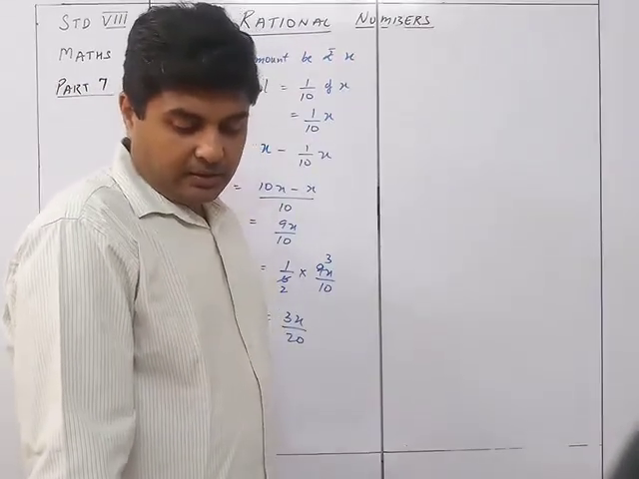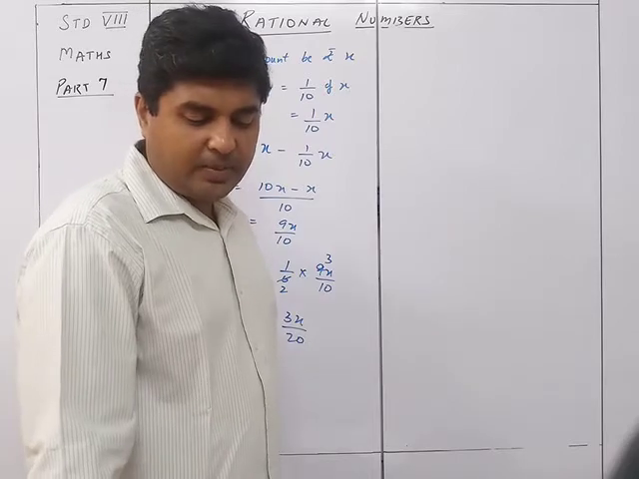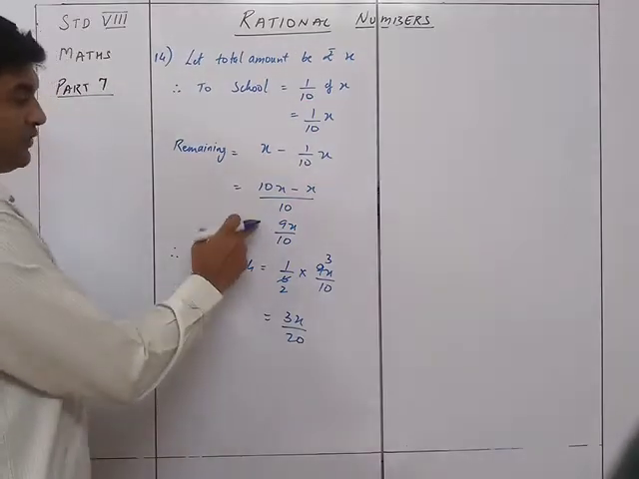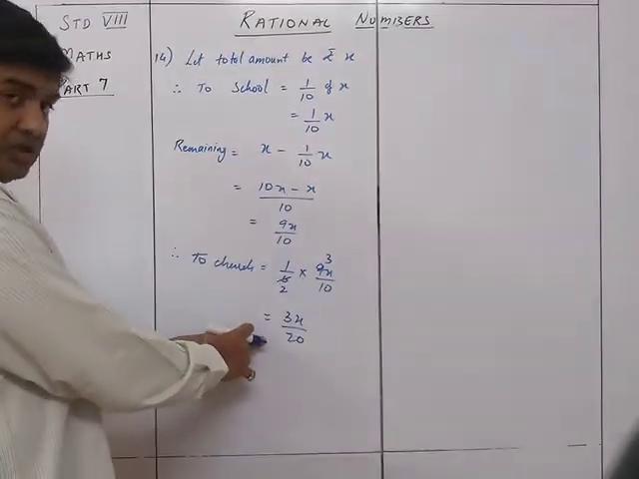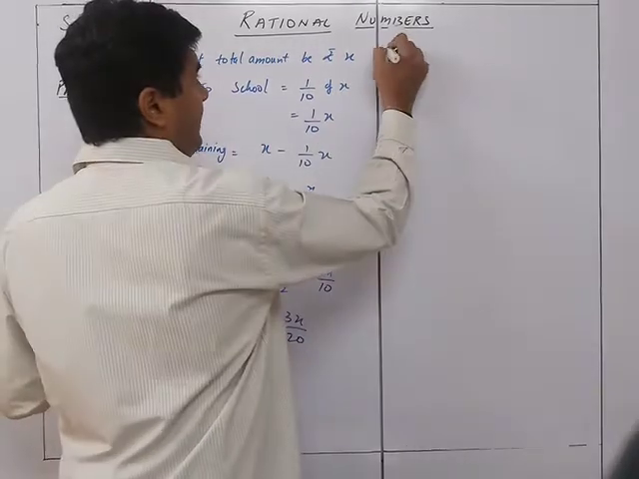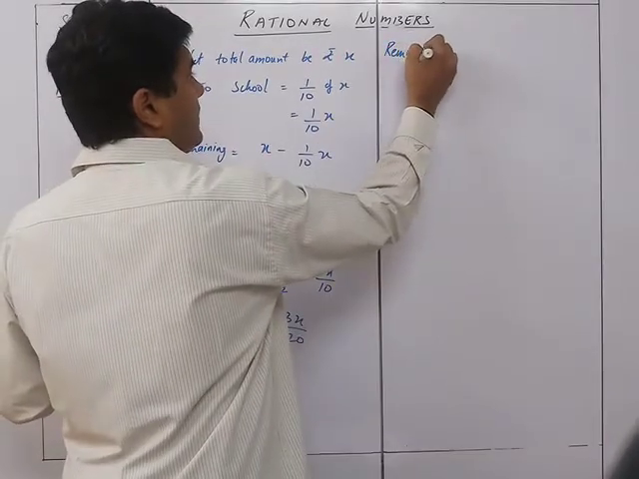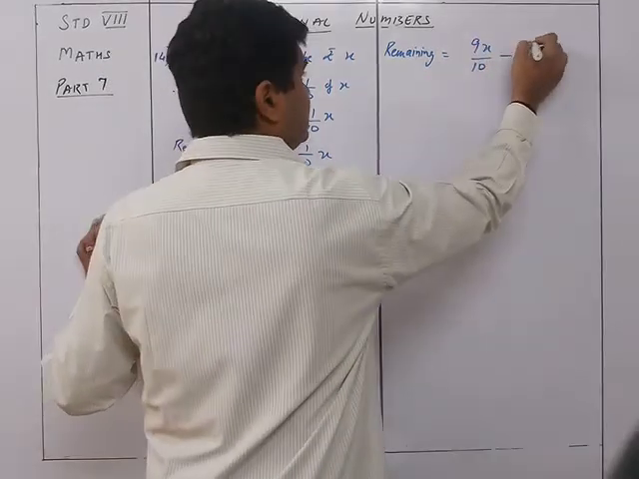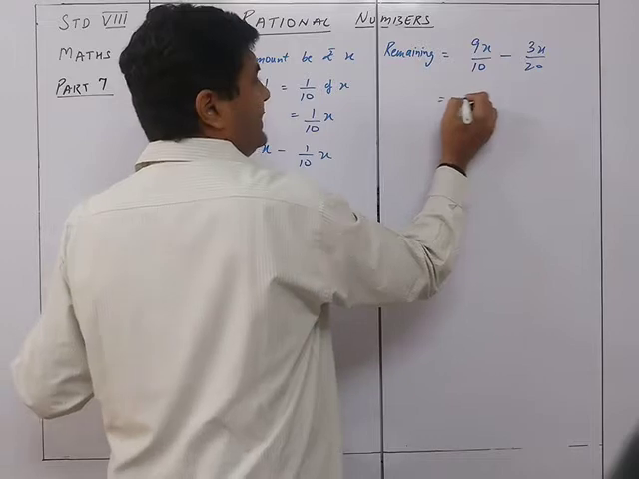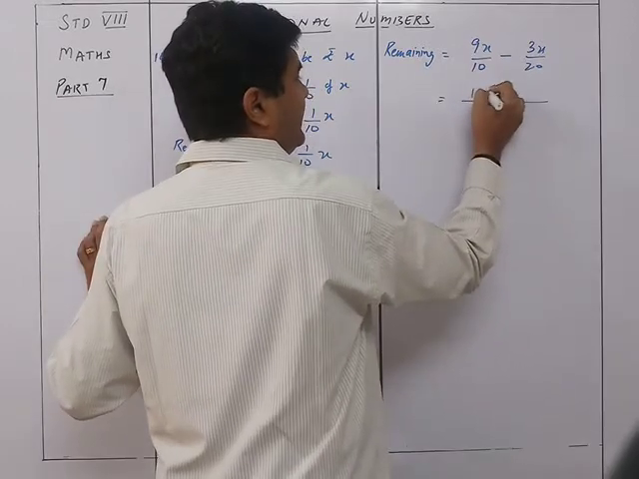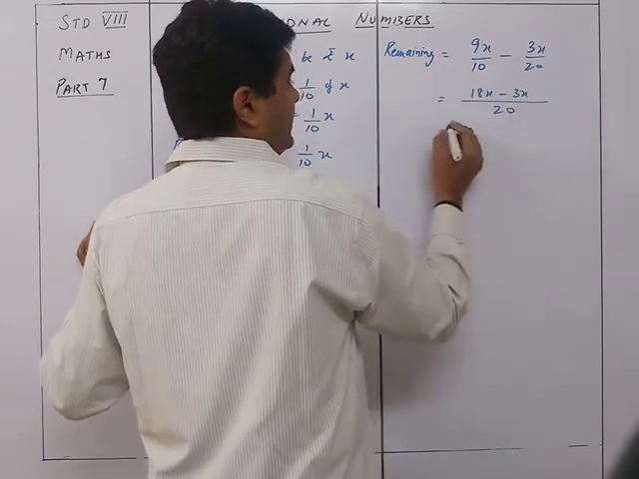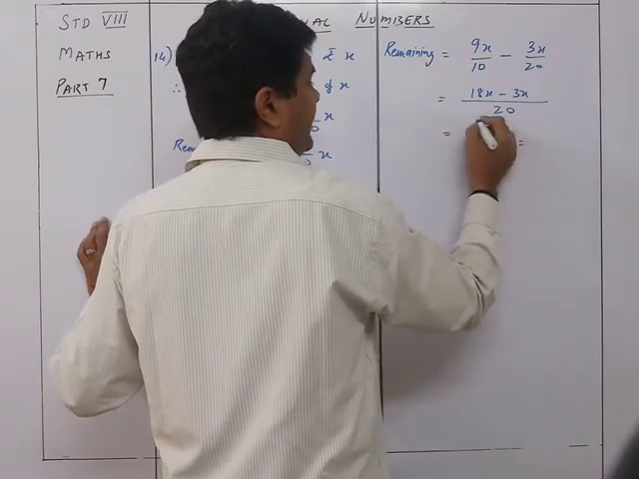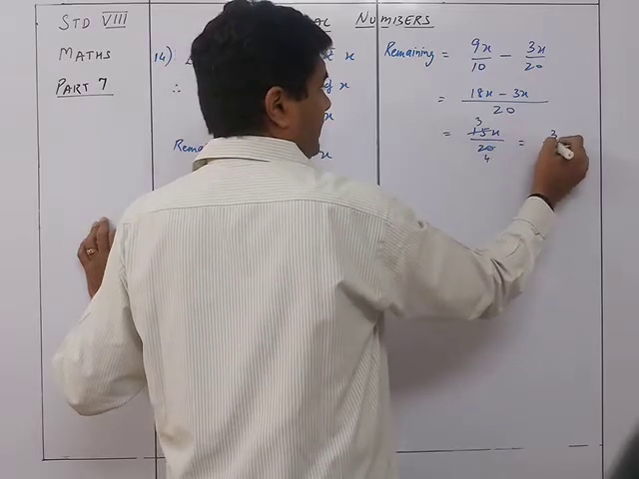And then, the remaining he distributes equally among his 3 children. Okay, so now he has given this much. Out of this much, he has given this much to the church, right? So remaining is equal to 9x upon 10 minus 3x upon 20. LCM is going to be 20, so it is 18x minus 3x, which is equal to 15x upon 20, which is nothing but 5 3s are 15, 5 4s are 20, so 3 upon 4x.